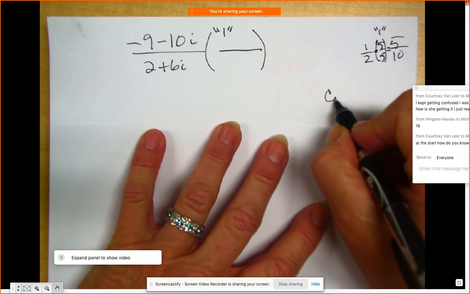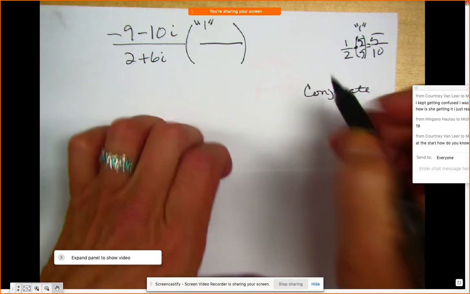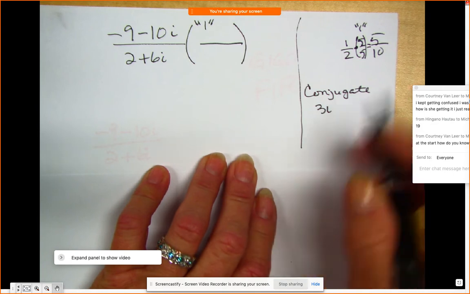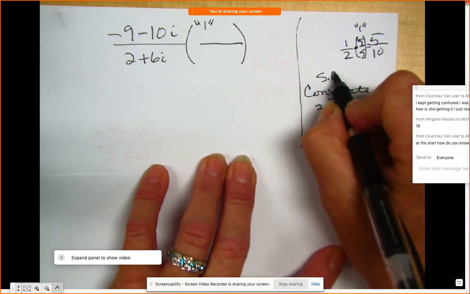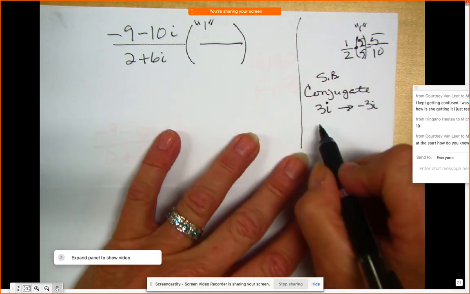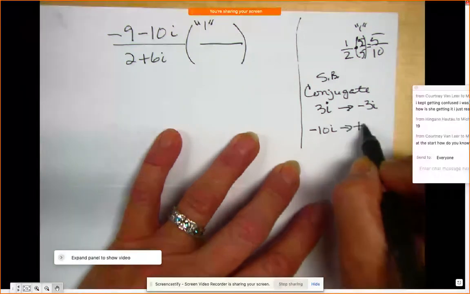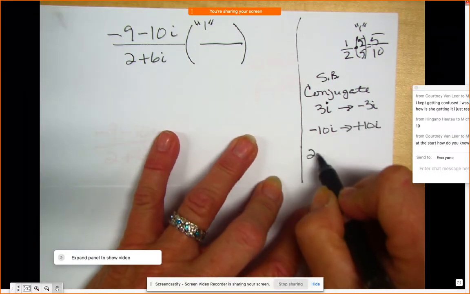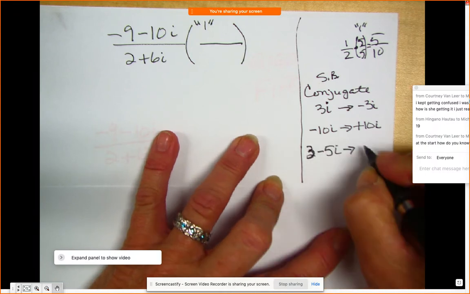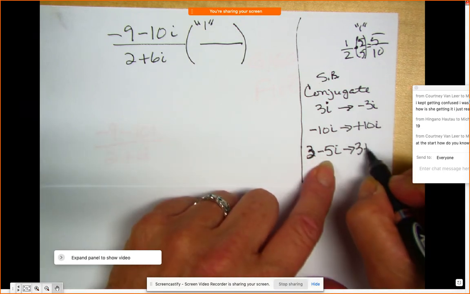Okay, conjugate is the term used for what's the opposite when you have a complex number. So if I just had 3i, this is my sidebar, guys, has nothing to do with the problem. Sidebar. 3i, the conjugate would be negative 3i. Negative 10i, the conjugate would be positive 10i. 3 minus 5i, the conjugate would be 3, you don't change the 3, you change the imaginary part, the complex part. I need to have plus 5i.